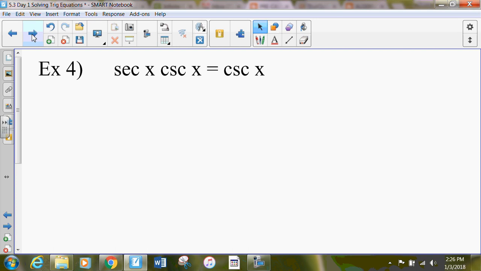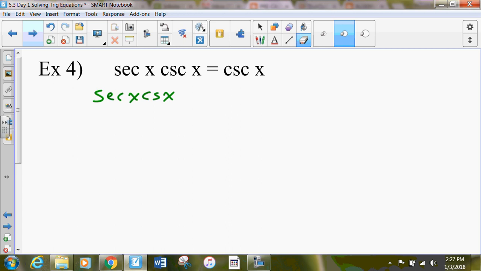Whoa, we got a lot going on here, right? What we don't want to do is divide both sides by cosecant x, because we don't know whether cosecant x has a value of 0, so we don't want to be doing that. So what we're going to do is get all the trig functions on the same side. We're going to subtract that cosecant x from both sides.